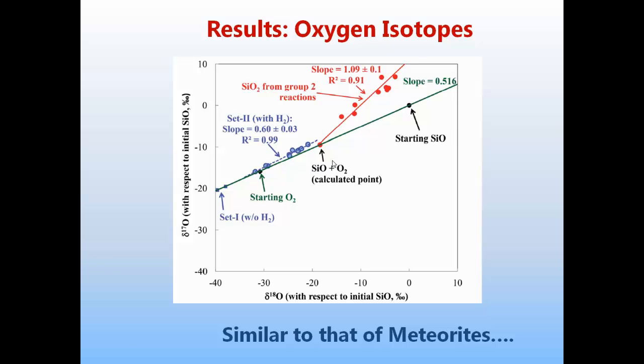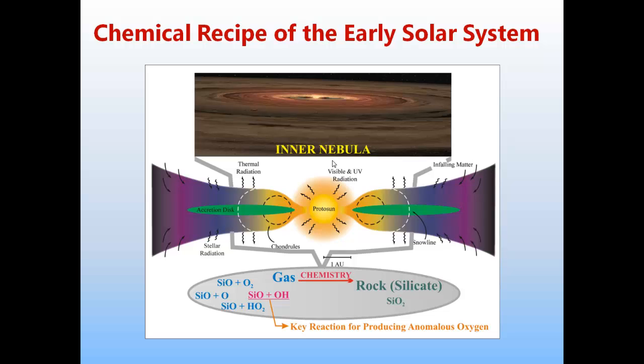Therefore, our chemical recipe of the solar system is OH oxidation in the inner part of the solar nebula at the early stage. Astrophysical observations detected SiO molecules in other stellar systems. Spitzer telescope discovered the huge presence of OH in the nebular disk. All these together present a best-case scenario of silicate formation via OH reaction, which produced this distinct oxygen-isotope signature in meteorites.